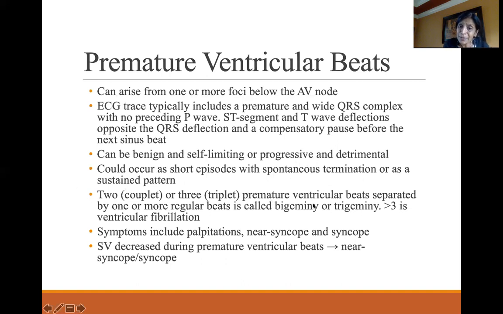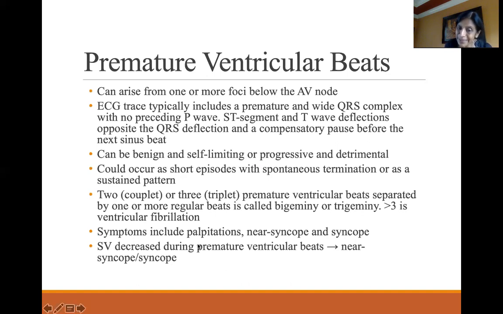Two or three premature ventricular beats separated by one or more regular beats is bigeminy or trigeminy. Over three is ventricular fibrillation. Here you go. A set of two is bigeminy, a set of three is trigeminy. But if it is more than three, ventricular fibrillation.